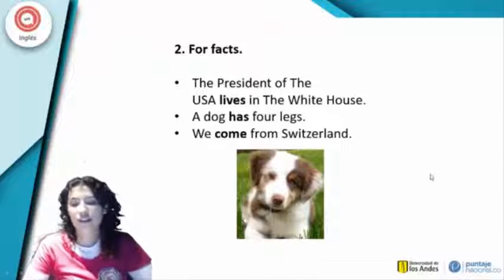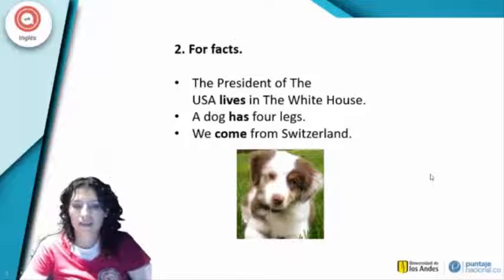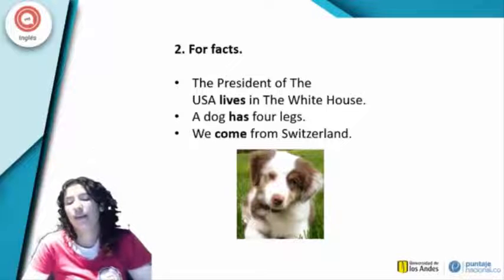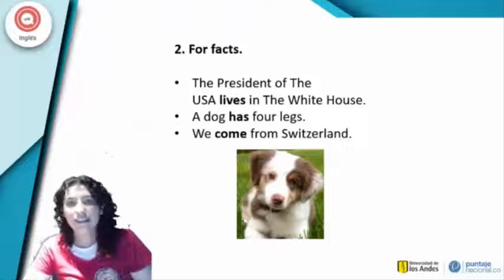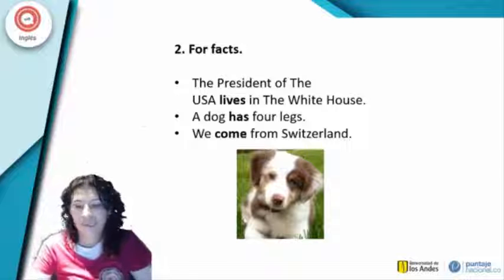A dog, as I told you, has 4 legs. It is a fact. We come from Switzerland. So, for example, I can say we come from Colombia. It is a fact that we are Colombians. We cannot change that, okay?